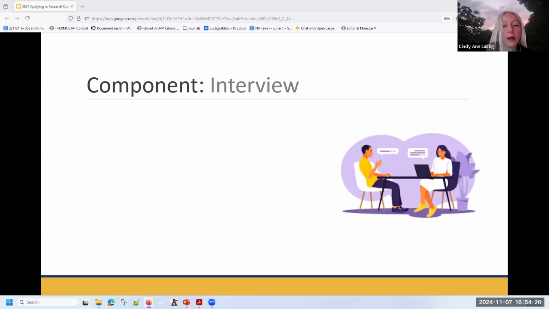If you get an interview, and you are interviewing for something at a different school, then in many cases that might be over Zoom. If you are interviewing for something at your own institution, it will often be in person. And it's usually the last component of the interview process. So you do want to practice for that.